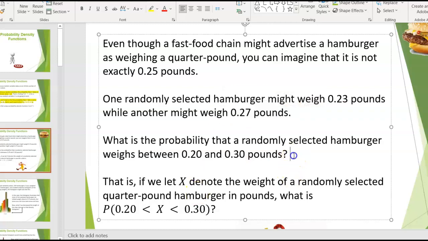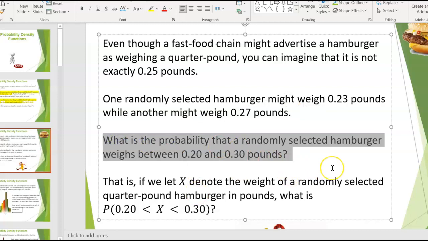So you might be interested in saying, well, what's the probability that you randomly select a burger and the amount of meat in that burger weighs somewhere between 0.2 and 0.3 pounds?